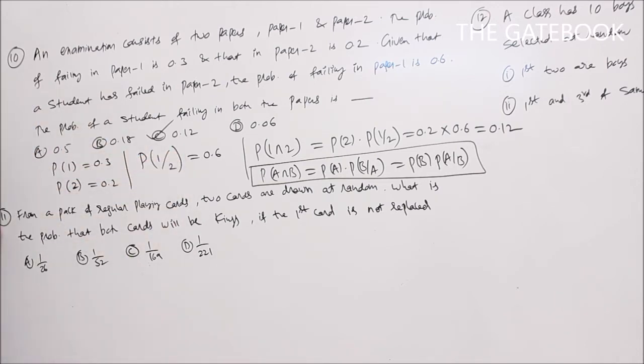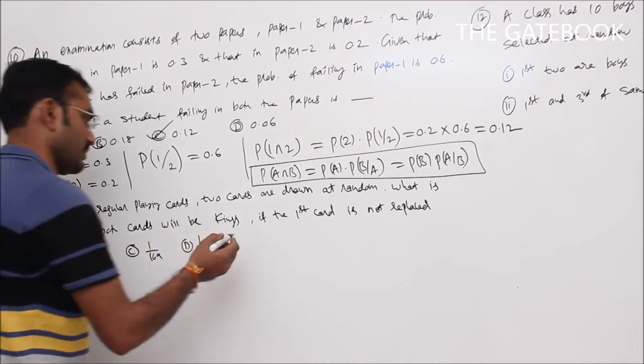Now come to question number 11. From a pack of regular playing cards, two cards are drawn at random. What is the probability that both cards will be kings if the first card is not replaced? If the first card is not replaced. From a pack of regular playing cards, two cards are drawn at random. What is the probability that both cards will be kings if the first card is not replaced?